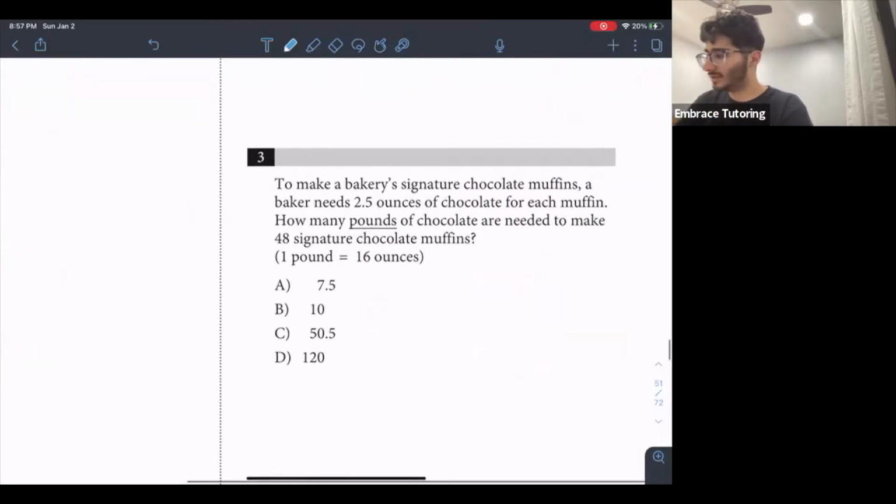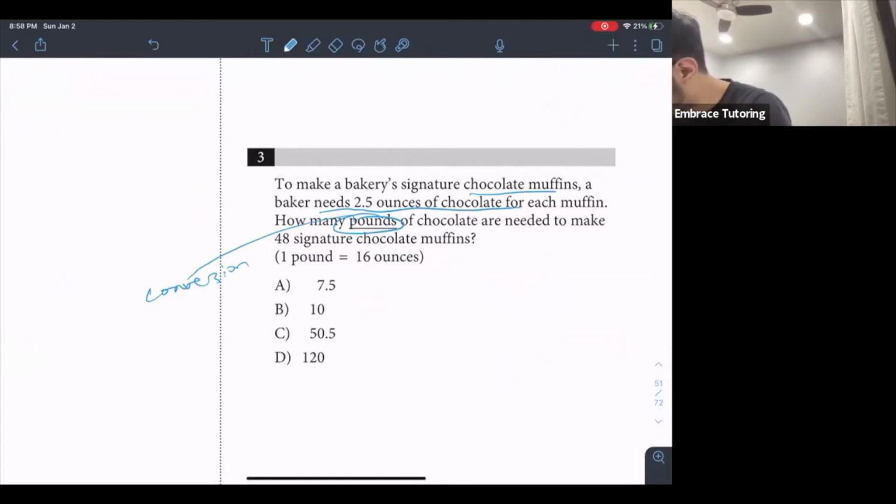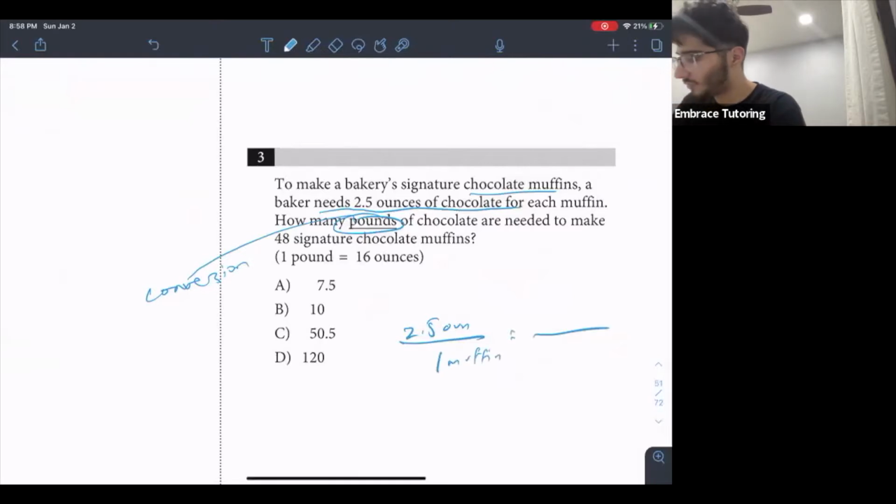To make a bakery's signature chocolate muffins, a baker needs 2.5 ounces of chocolate for each muffin. How many pounds of chocolate are needed to make 48 signature chocolate muffins? Which means that we need a conversion. So we know it takes 2.5 ounces for one muffin. So we can make a proportion. How many would it take for 48?